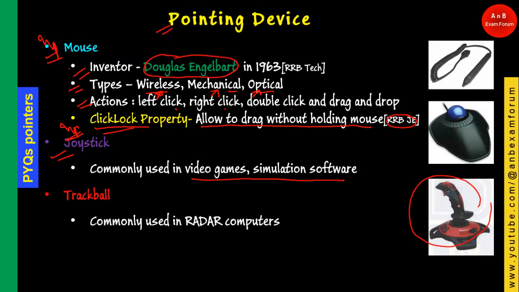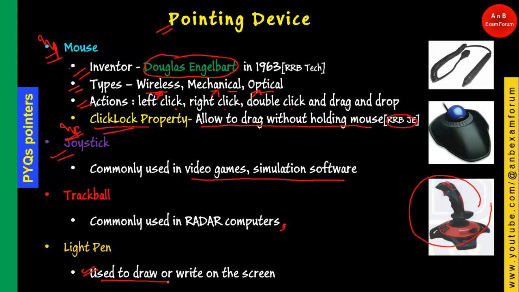The next one is the trackball. It is commonly used in radar computers or some other special purpose computers. Again, it is a pointing device, and it will give some operations. The next one is a light pen. Like I'm writing on the screen with the help of a light pen, it is used to draw or write on the screen. The way I am using it is basically a light pen. This is the light pen. It is a wired one, but right now I am using the wireless one.